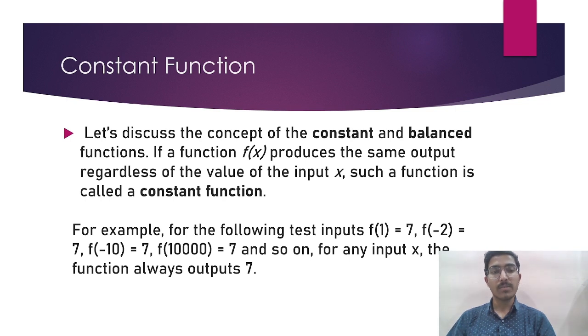Here I have also given an example which includes test inputs: f of 1 is giving an output of 7, f of minus 2 is also giving the output of 7, f of minus 10 is also giving the output of 7, and f of 10,000 is also giving the output of 7, and so on.